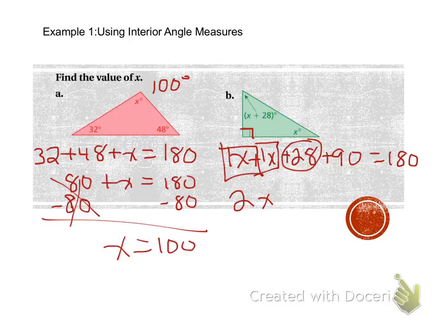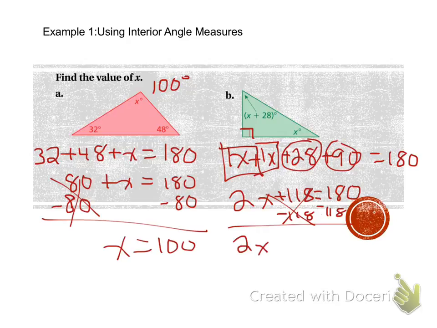And then you're going to add your 28 and your 90. So we're just combining like terms. And you're going to end up with 118. And that's going to equal our 180. Subtract 118 from both sides. Those cancel out. You get 2x is equal to 62. Now you divide by 2. And you get x is equal to 31. So that shows you that this angle is 31 degrees.